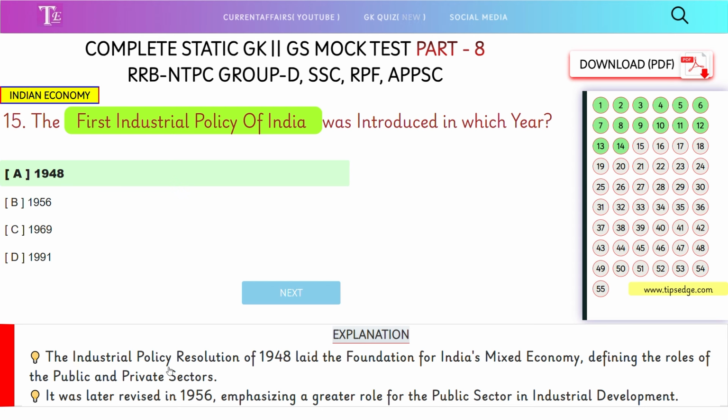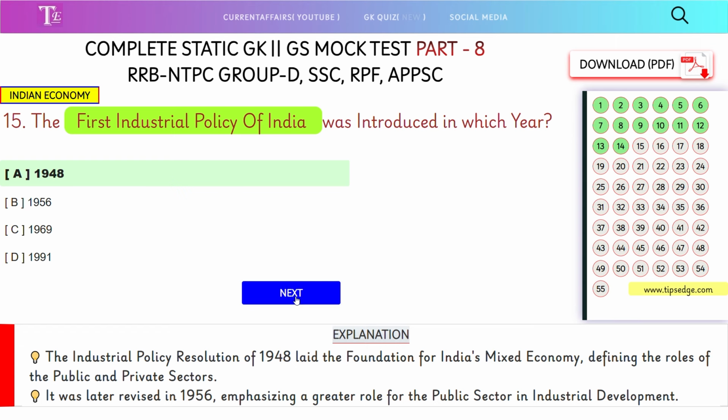The Industrial Policy Resolution of 1948 laid the foundation for India's mixed economy, defining the roles of the public sector and private sectors. It was later revised in 1956, emphasizing a greater role for the public sector in industrial development.